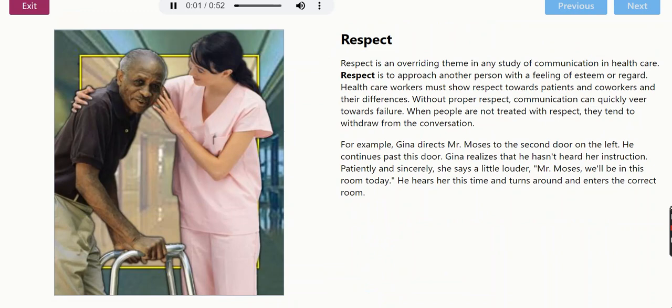Respect. Respect is an overriding theme in any study of communication in healthcare. Respect is to approach another person with a feeling of esteem or regard. Healthcare workers must show respect towards patients and coworkers and their differences. Without proper respect, communication can quickly veer towards failure. When people are not treated with respect, they tend to withdraw from the conversation.